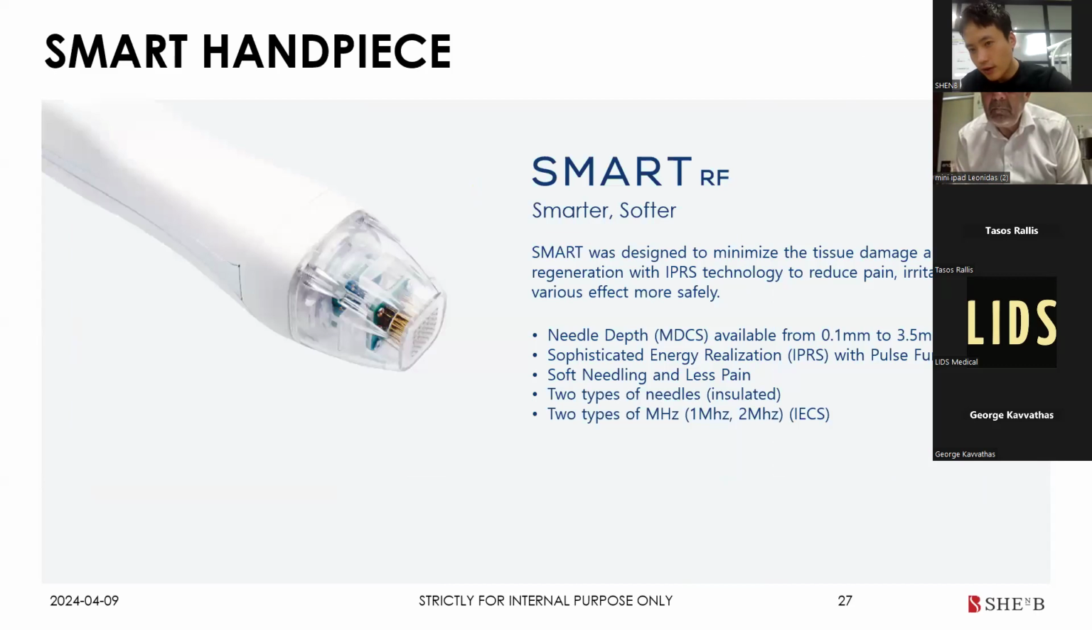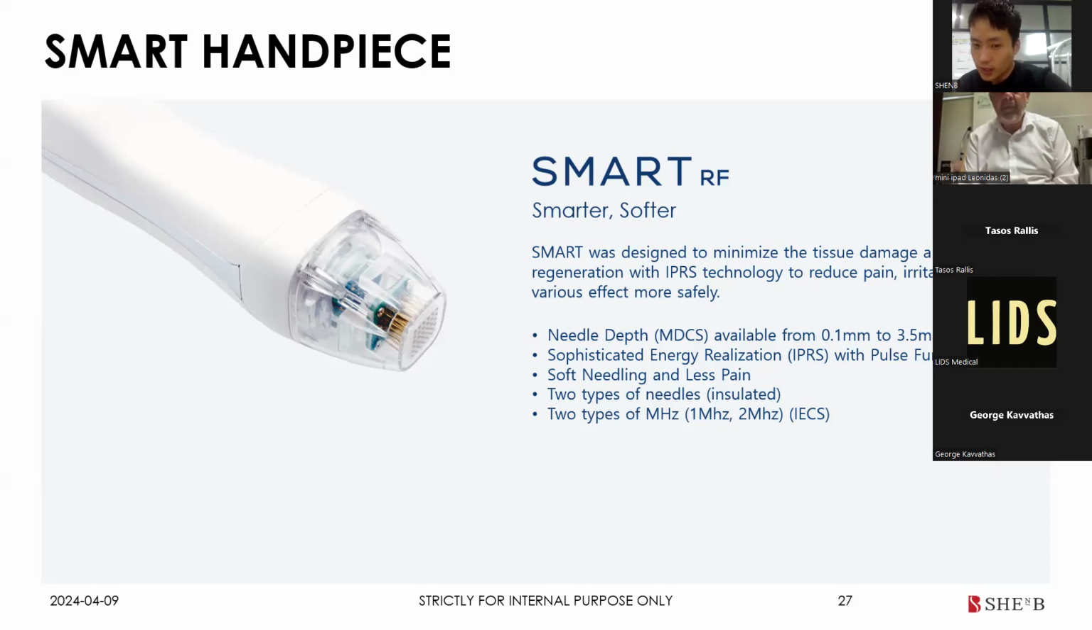So, Smart RF, briefly, in conclusion: we can choose the needle depth from 0.1 to 3.5, and we can choose different multiple pulses in order to deliver the RF energy close to the upper layer, close to the needle, or very deeply inside. And of course, just like Vivace, we use the same needle control technology. It is very painless, even without the cooling system. It is very soft and very comfortable for the patient.